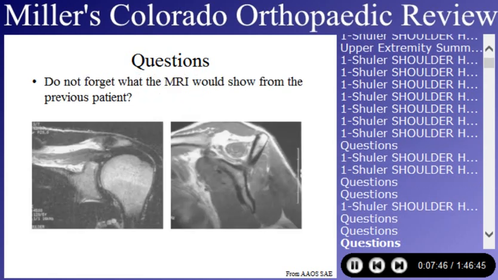A lot of times we look at MRIs for any kind of rotator cuff pathology, retraction, fatty infiltration, things like that. But look at the rotator cuff here. It's still attached. So this is a representation of denervation atrophy of the supraspinatus and infraspinatus in the supra and infra scapular fossas. Do not forget what that'll look like.